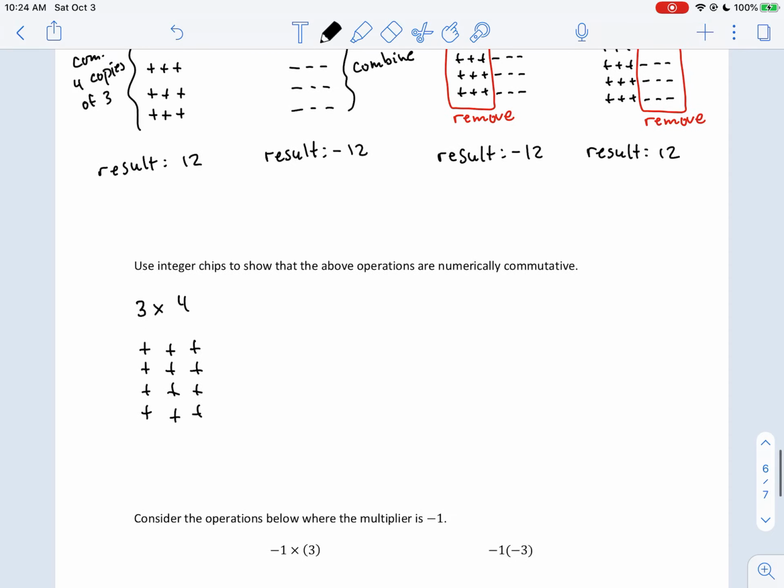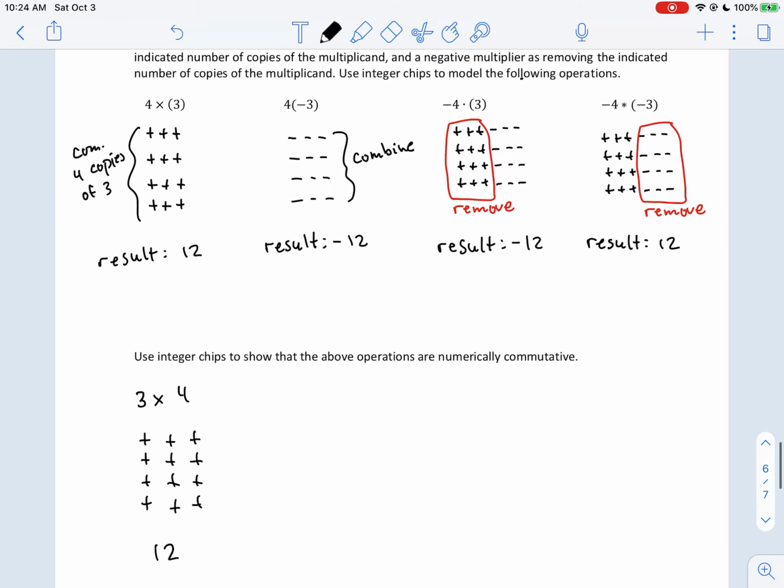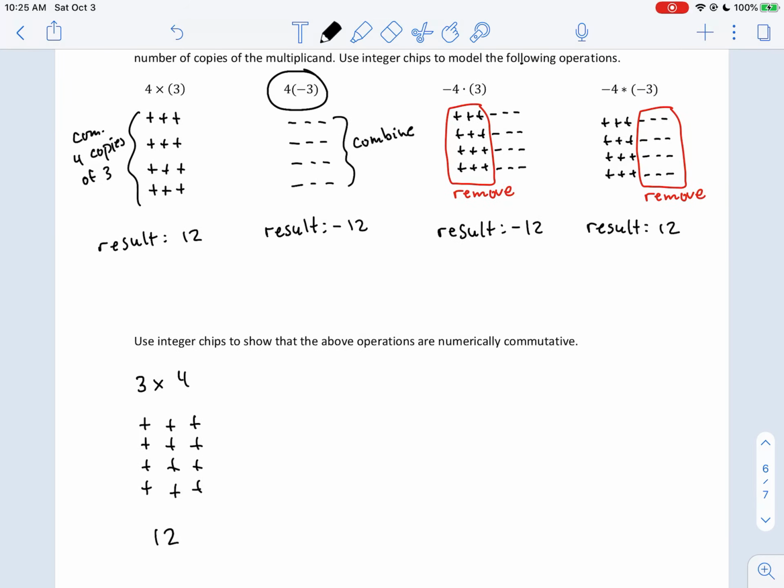I'm just making my groups be vertical. So there's a copy of 4, copy of 4, copy of 4. Or you can do 4 copies of 3. Right? This grid approach is really nice for showing that multiplication is numerically commutative. And the result is 12. Let's do the other one reverse order.